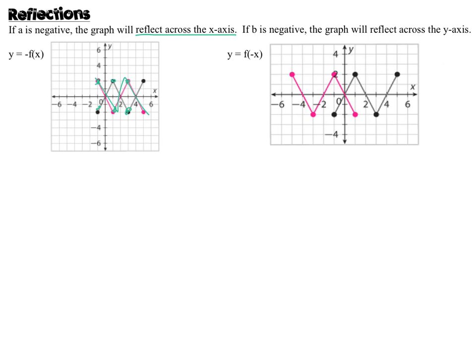Now if b is negative, if it's negative inside the function, so only the x is negative, not the whole function, that's going to reflect the graph across the y-axis. So positive 1 becomes negative 1. Positive 3 here becomes negative 3. Positive 5 here becomes negative 5. So it reflects it across the y-axis. So you can't say flip here either because I don't know which one you're talking about. You've got to say reflect across the y-axis.